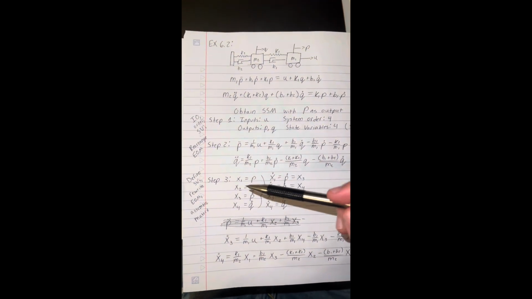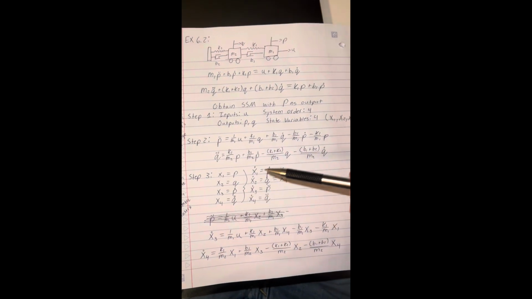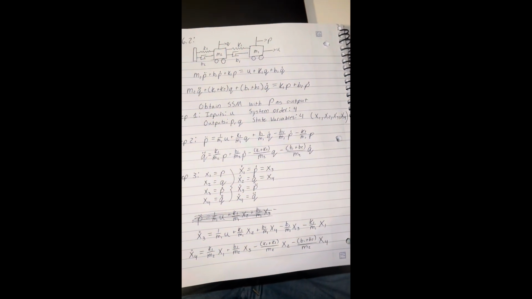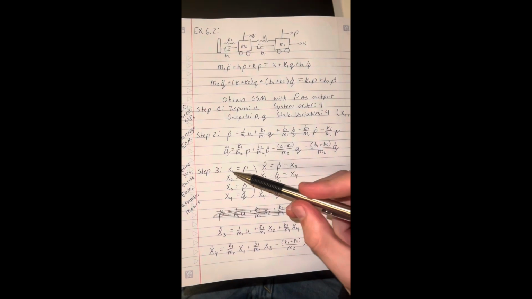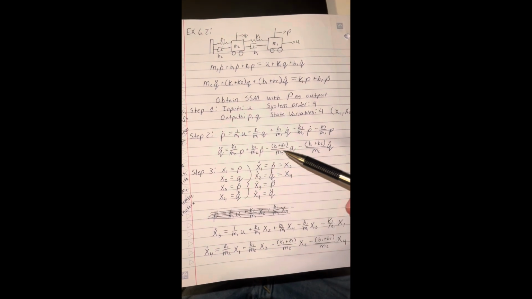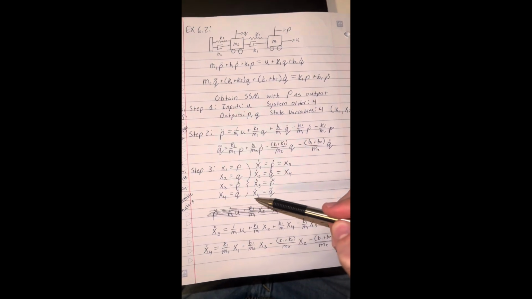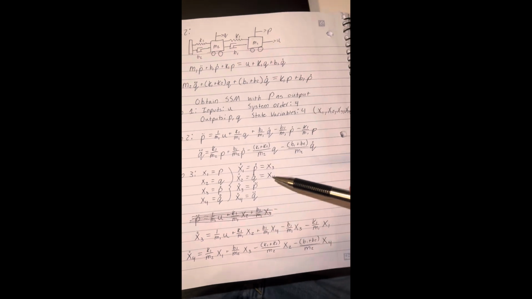Step 3, the very first thing you want to do is define your state variables. So remember, I said x1, x2, x3, and x4. You want to go ahead and say, okay, x1 is equal to P, x2 is equal to Q, and then x3 we'll say is P dot, and x4 is Q dot. Just make sure you're going in order.